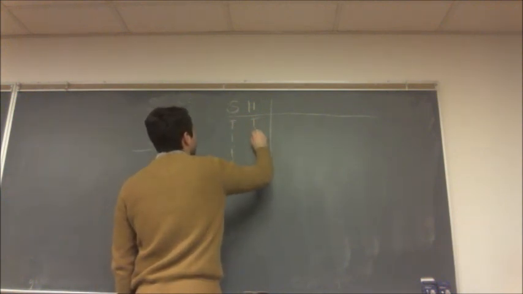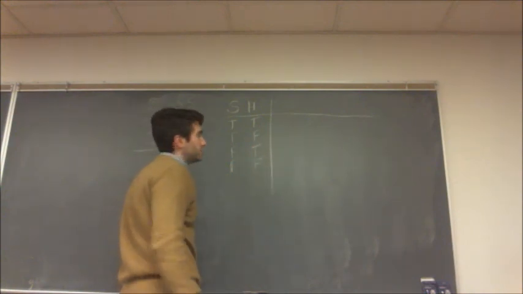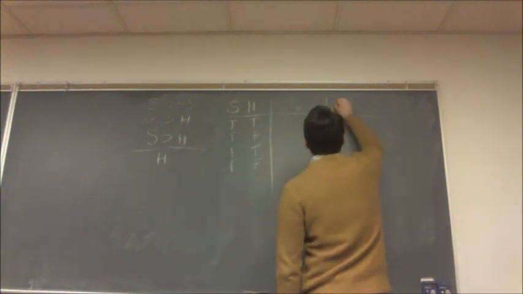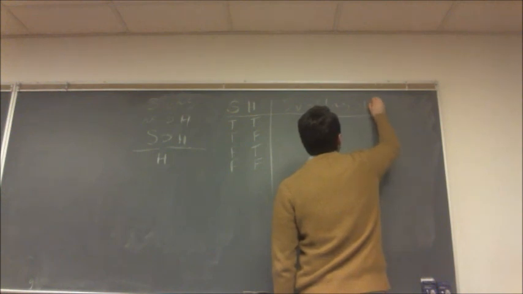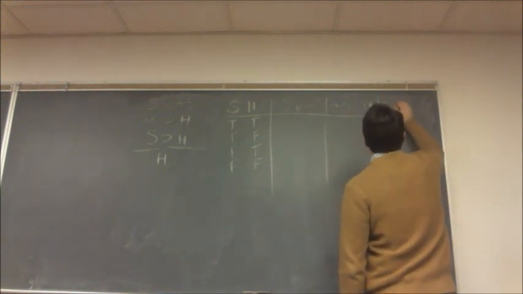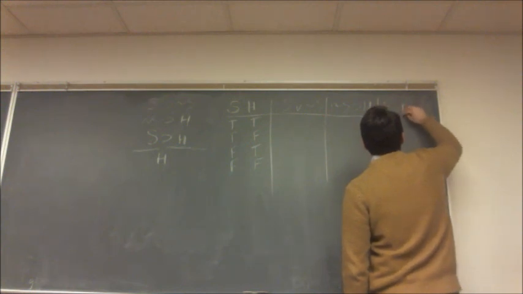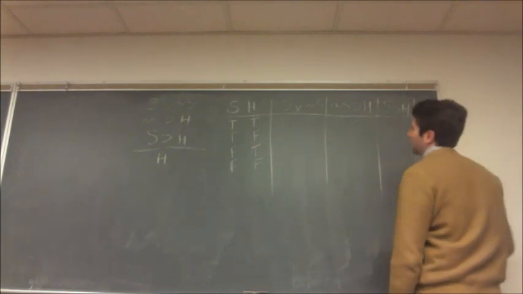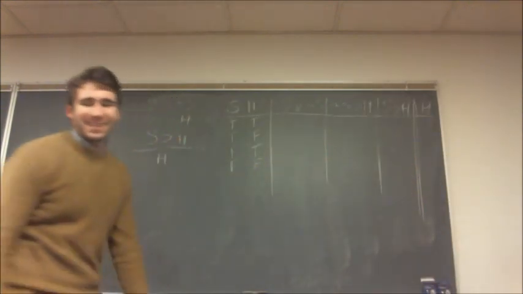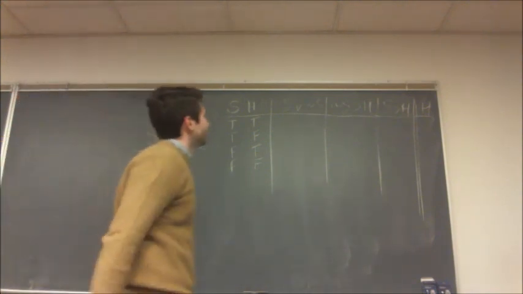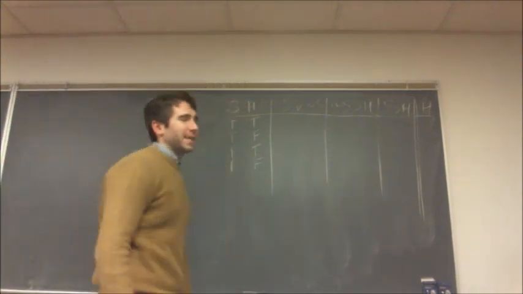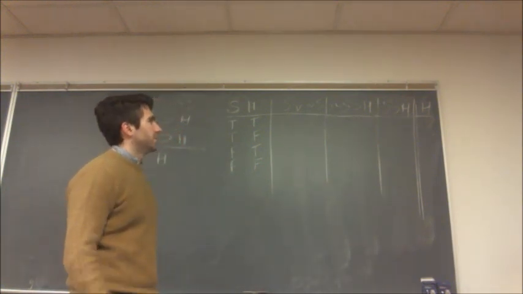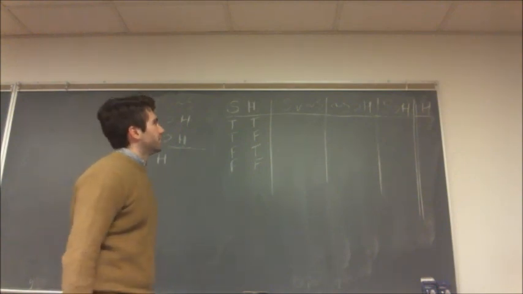So we only need 4 rows, because there are only 2 sentence letters, S and H. Oh man, this is chalk. And I'm running out of room, sorry. Okay, this is why I set these up beforehand, because it gets bothersome sometimes.